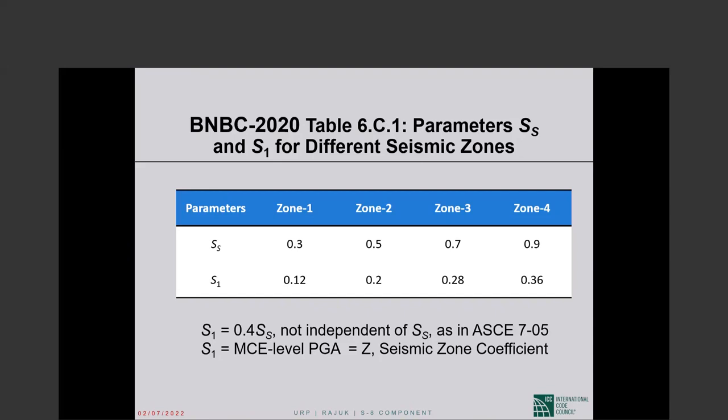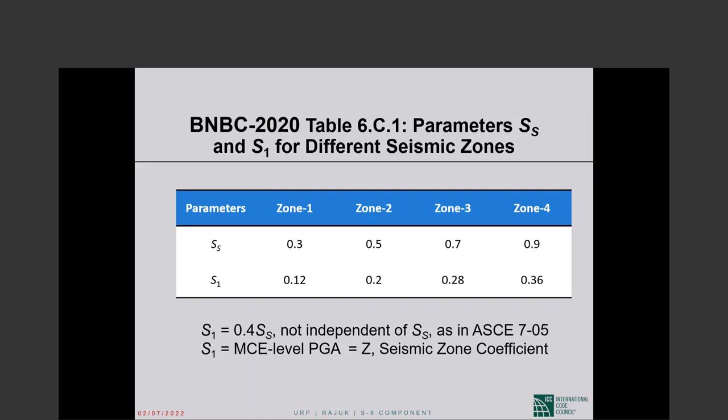Now, in BNBC, the S sub 1 is always 40% of S sub s. The long period spectral acceleration at a period of 1 second is 40% of the short period spectral acceleration. S sub 1 is not independent of S sub s as in ASCE 7-05. Okay. S sub 1, as I mentioned, no, maybe I did not mention.